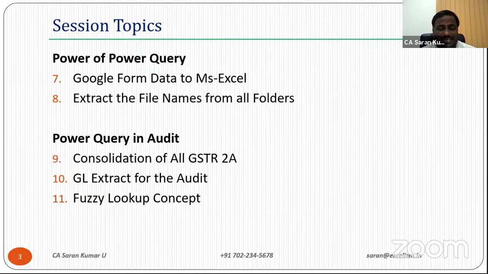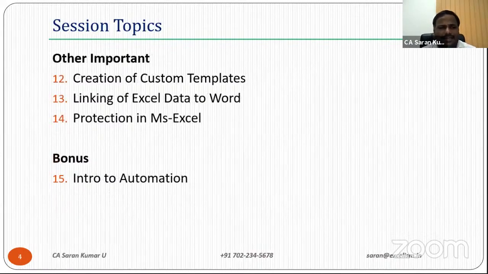Then we'll do the consolidation of all GSTR 2A files into one Excel file using Power Query. How to extract the GL for the audit, and the fuzzy lookup concept. These three will be covered in a little more detail. Then a couple of other features: how to create custom templates, and how to link your Excel data to a Word document directly. That means when I change the Excel file, my Word document will update automatically. And what small tips you will understand in protection.